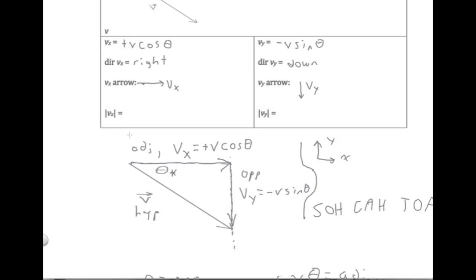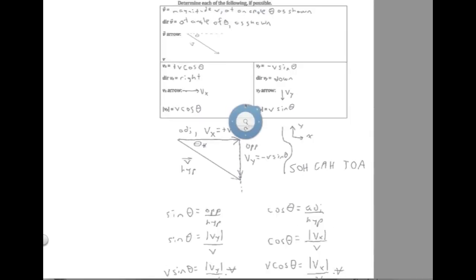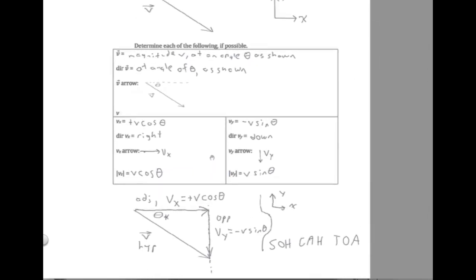Okay, and then the magnitude here, this magnitude is V cosine theta. Magnitudes are always positive, so I'm not going to include a plus sign here. And this magnitude is V sine theta, and of course, since it's positive, we don't include the negative sign. All right, so it looks like we were able to figure out pretty much all the information we needed here. So what do we learn from this problem?